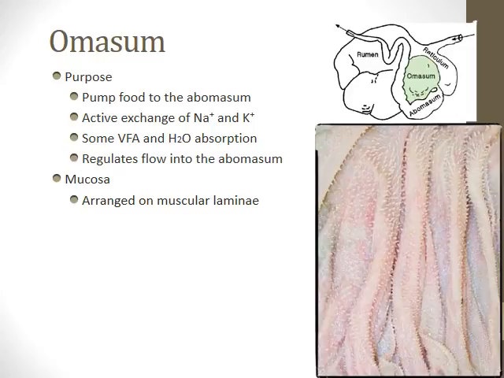The purpose of the omasum is to pump food to the abomasum, which is the fourth compartment. In addition to that, there's active exchange of sodium and potassium, and also some volatile fatty acid and water absorption. So ultimately, the omasum is regulating flow into the abomasum, and the mucosas are arranged on muscular laminae. These are like pages of a book, they say, and it helps regulate, once again, food going from the omasum to the abomasum.